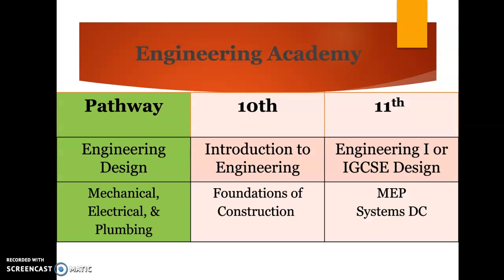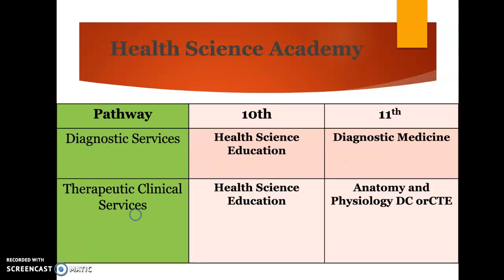So let's say you've selected the Engineering Academy. You would select Introduction to Engineering as your first pathway class if you are in the engineering design pathway. If you're in the mechanical, electrical, plumbing design pathway, your Foundations of Construction course would be your first pathway course.